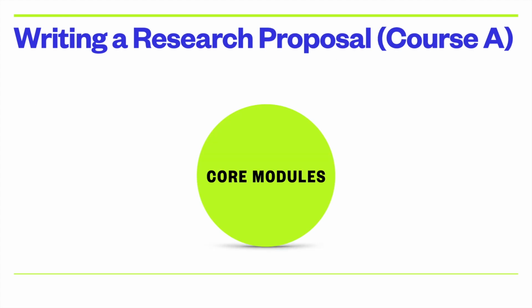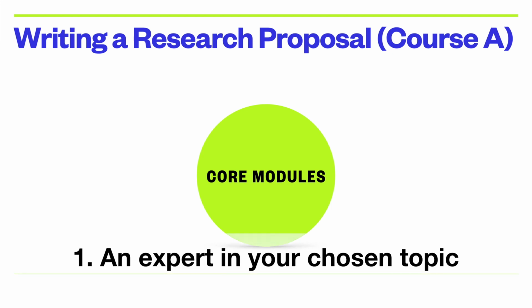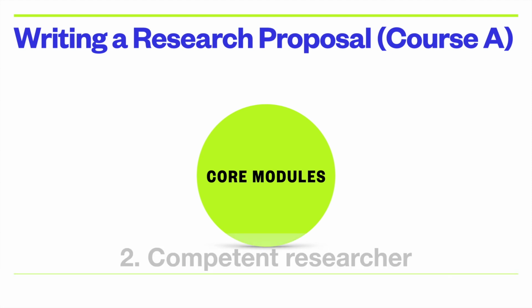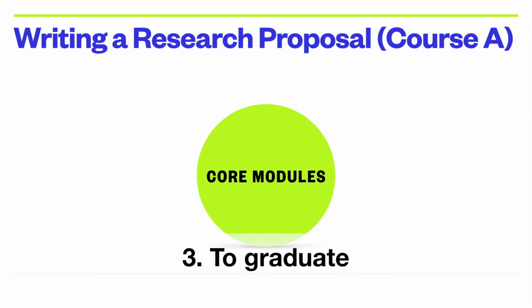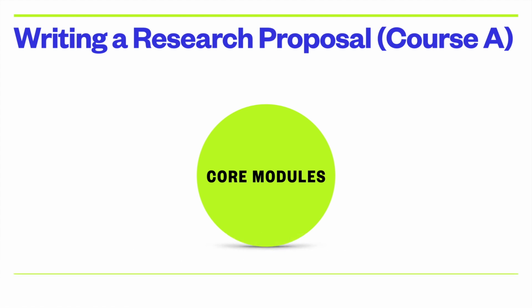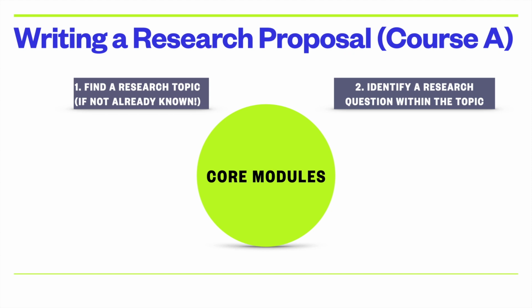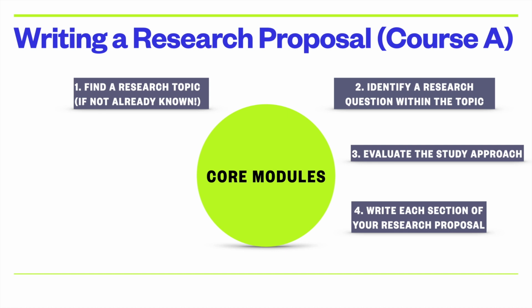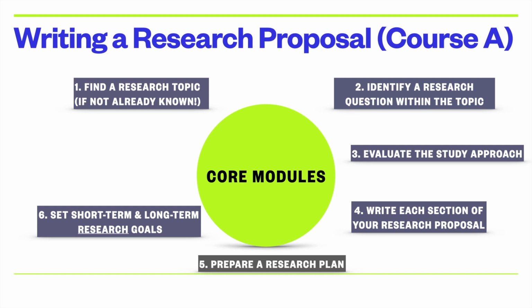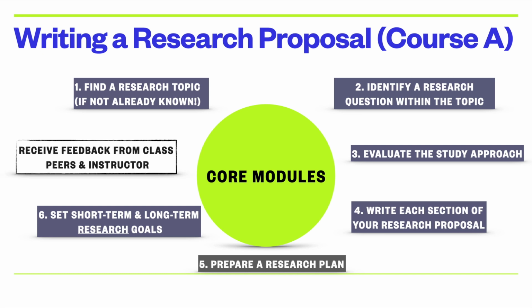When doing a master's or PhD, you have 3 main goals. 1. Become an expert in your chosen topic. 2. Become a competent researcher. And 3. To graduate. This course will help you become a competent researcher. The core modules in this course include how to find a research topic, how to identify a research question within the topic, how to evaluate study approach, how to write each section of your research proposal, how to prepare a research plan, how to set short-term and long-term research goals, and throughout the course you will also receive feedback on your writing from your class peers and me.